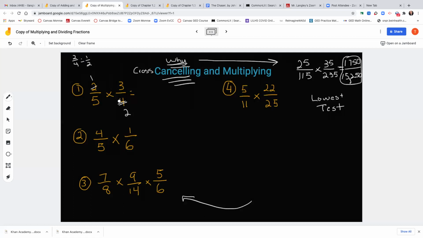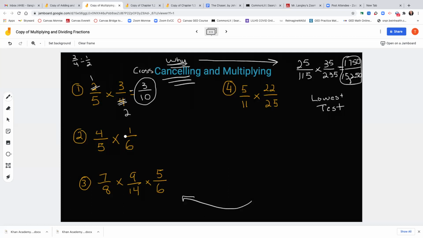I crossed them out. It's really important that you do that. Make that really clear on your paper. Why is that important? Because otherwise you start getting ready to multiply and you get mixed up on what numbers you're multiplying. So now I'm going to multiply 1 times 3 and get 3, and 5 times 2 and get 10. Then I ask myself, can I reduce? No, I cannot reduce that anymore. That got me the answer faster.